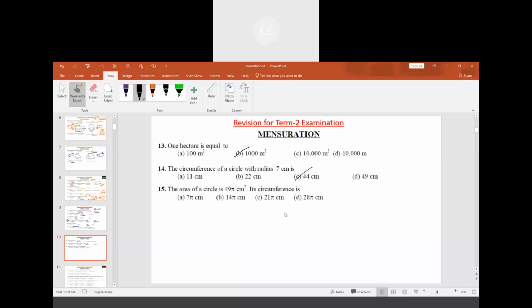Area of a circle is pi r square, which is 49 pi centimeter square. The pi gets cancelled, so r will be 7 centimeter. So circumference is 2 pi r, so 14 pi. 14 pi is the answer.